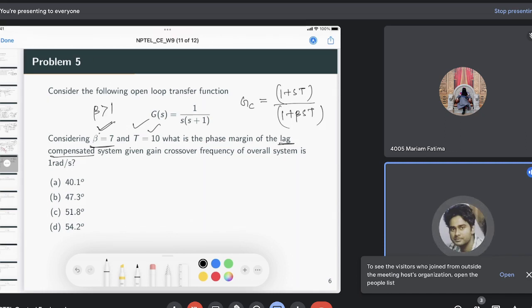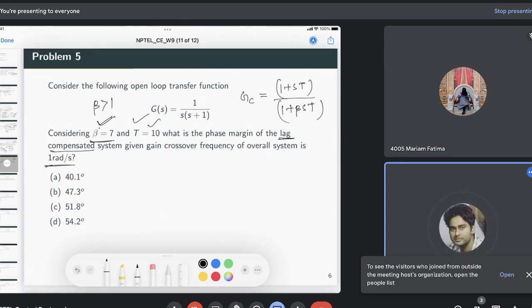So what will be the phase margin? For that we have to plot this Bode plot and see what the gain crossover frequency is. We are just given that value here, 1 radian per second. So at this gain crossover frequency, what will be the phase margin of this system?